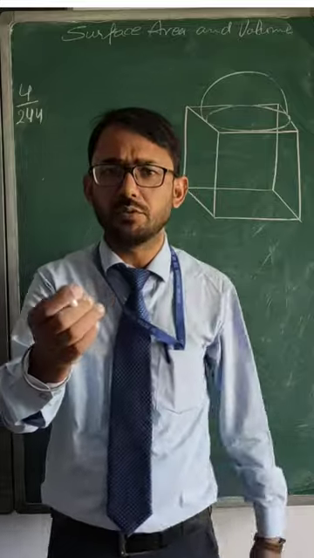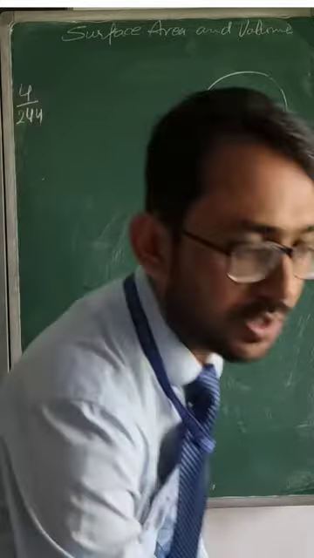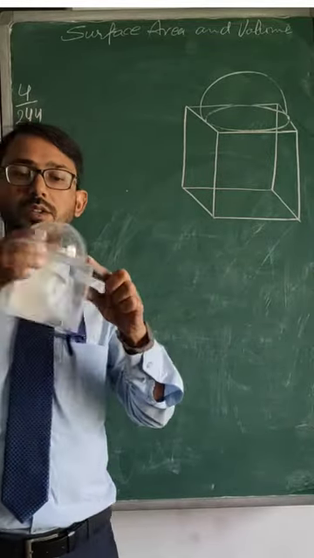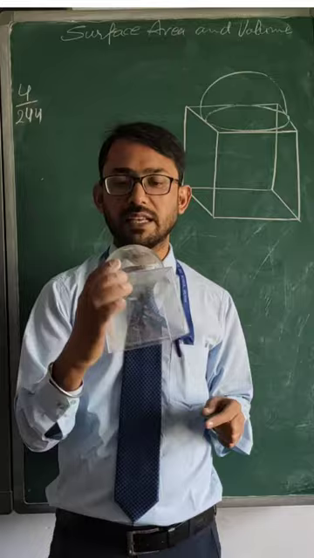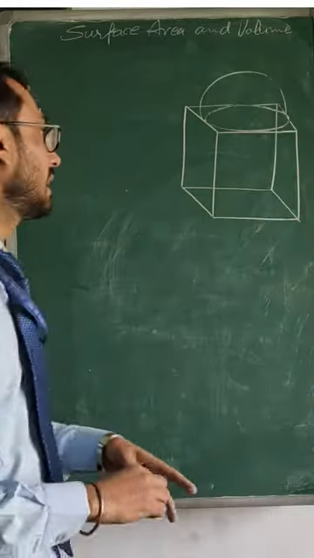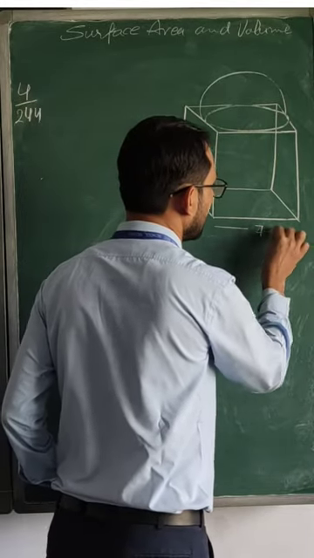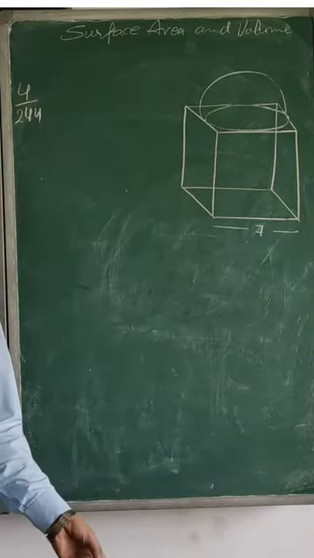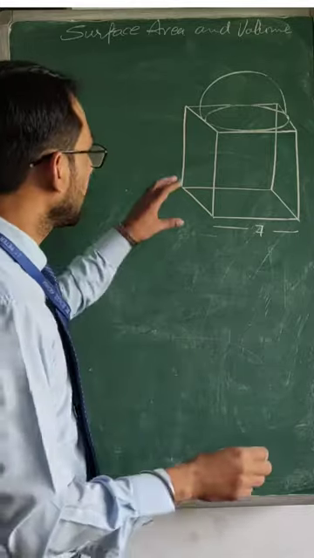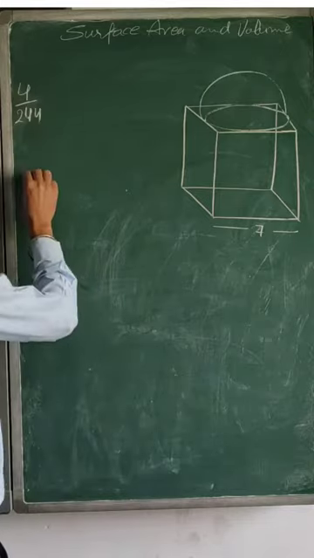I have told you I am drawing, but it will not be the same as I was showing you in the 3D figure, so that we are able to understand in the best way. I am drawing it also. Its side is 7 now. So the diameter of the hemisphere will also be 7. Now after the diameter, we need to find its total surface area.